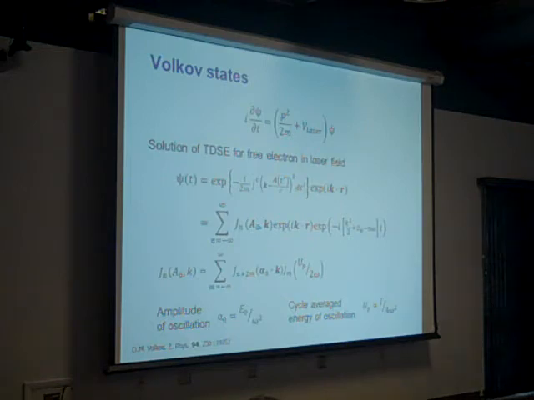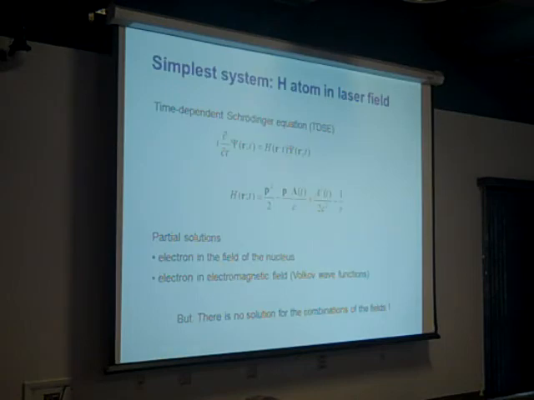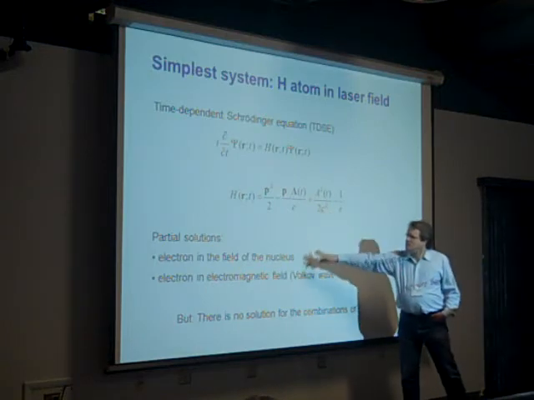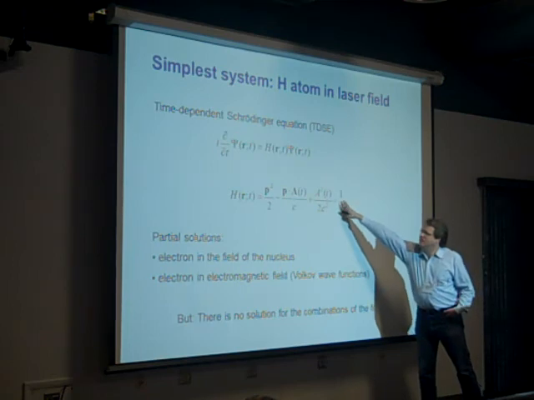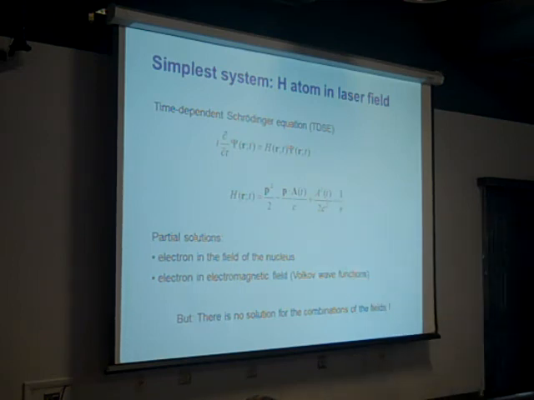Now, I've shown you before, we have this system of the hydrogen atom in the laser field, and we have these two partial solutions. Let me go quickly back. So we have these two partial solutions. I cannot solve this completely, but I have partial solutions. I take away this part, I have a solution. I take away this part, Volkov gives me also a solution. So how can I make use of this now? With the help of something similar to perturbation theory.